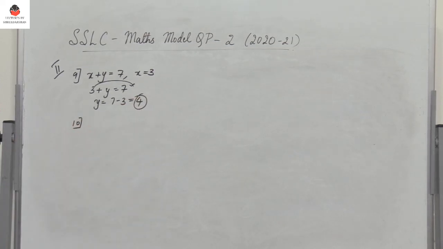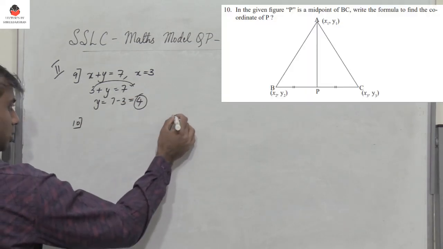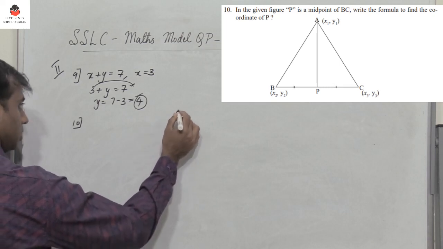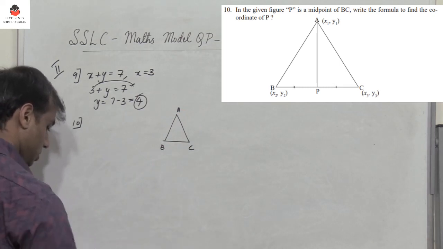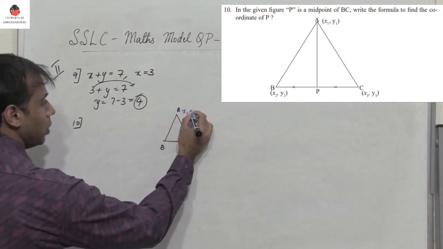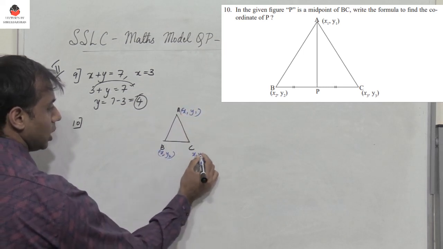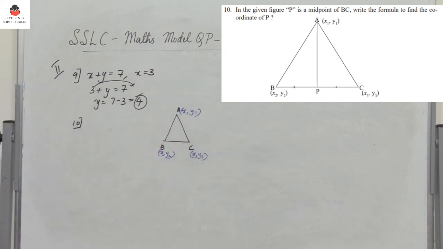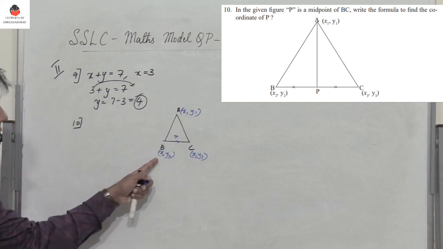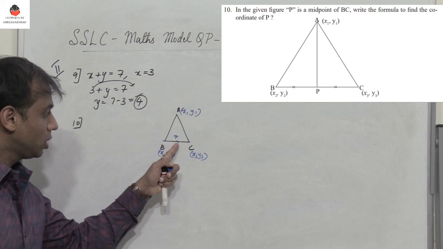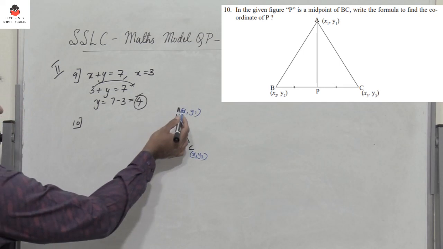Very simple problem. The 10th one: P is the midpoint of BC. So there is a triangle. This is A, this is B, and this is C, and the coordinate values have been given. A is (x1, y1), B is (x2, y2), and C is (x3, y3). P is the midpoint of B and C. Remember that B is (x2, y2) and C is (x3, y3), so I need to find the midpoint of B and C. Do not make the mistake of including x1 and y1.